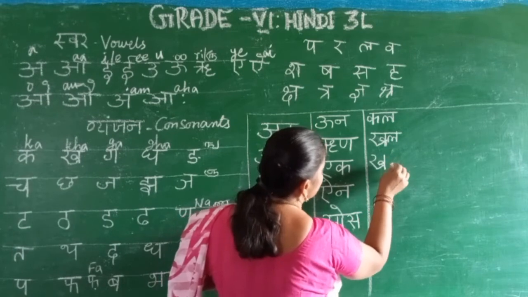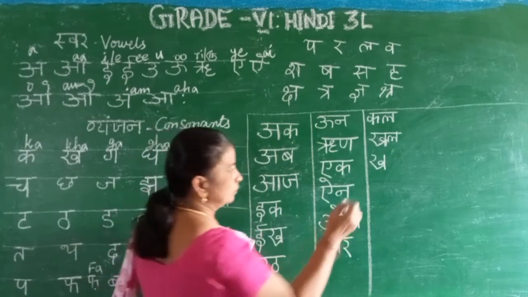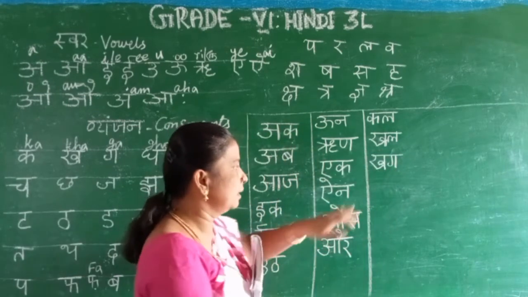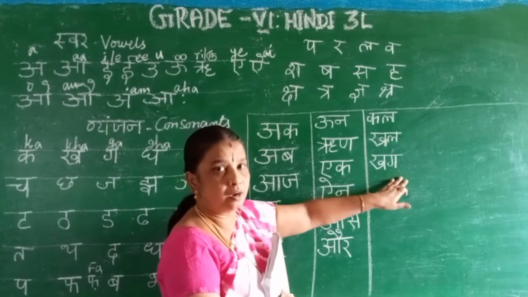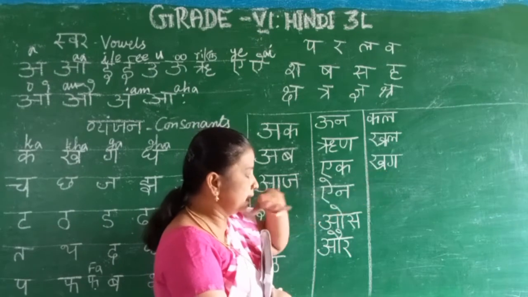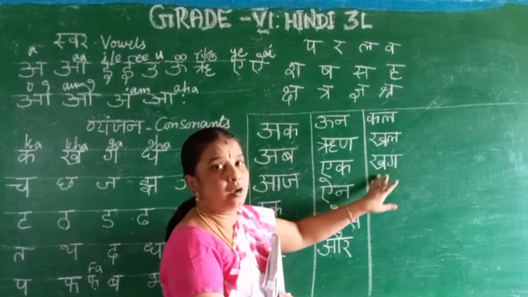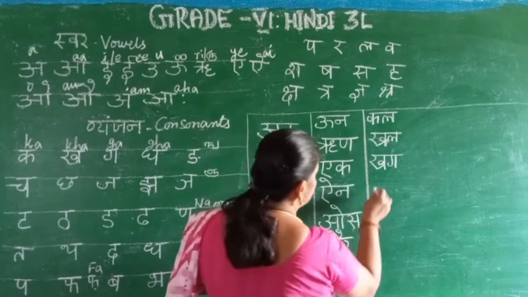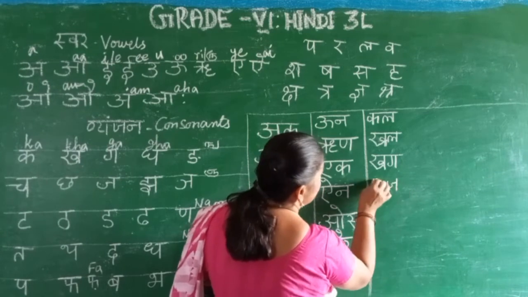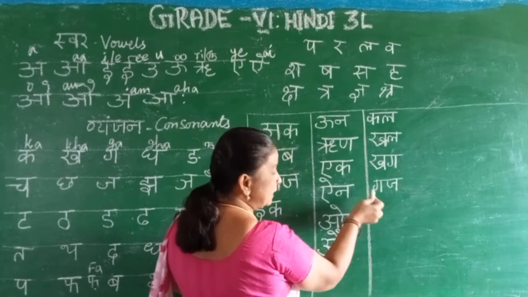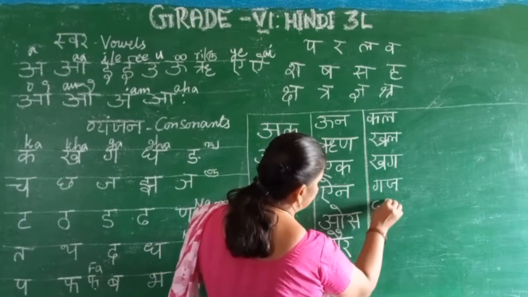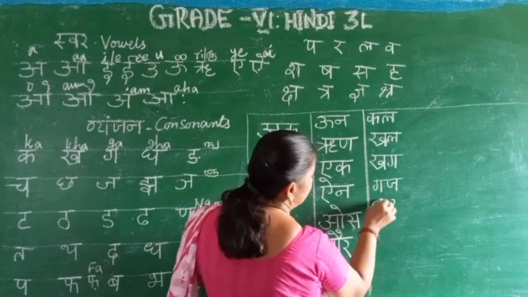Ka, kha. The ha sound. Kha, ga, khag. How to read this letter? This word: kha, ga, khag. The ha sound comes from your mouth. Kha, ga, khag. And next one, this ga. Ga, ja, gaj. Light sound. Ga, ja, gaj. And next letter: gha, ra, ghar.